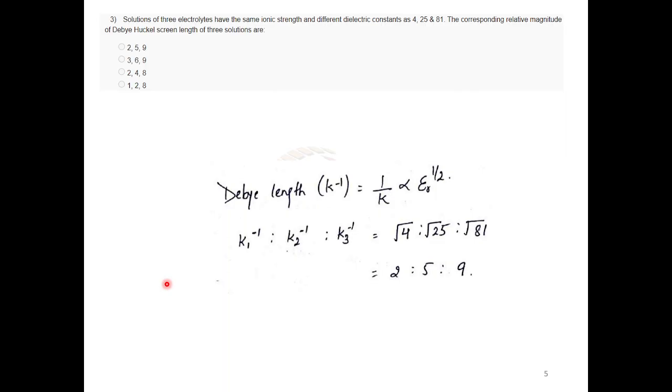So from there you can calculate these different ratios of this Debye length, k1 inverse, k2 inverse, and k3 inverse. That is equal to root 4 is to root 25 is to root 81. So it's coming around 2 is to 5 is to 9. So from there you can calculate the ratio for this Debye length.